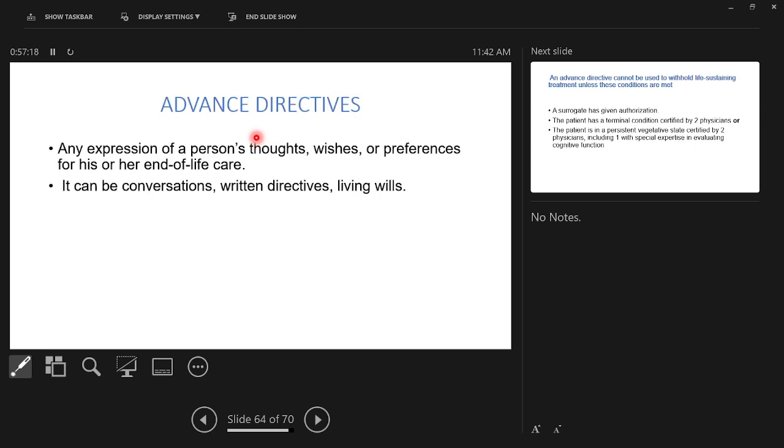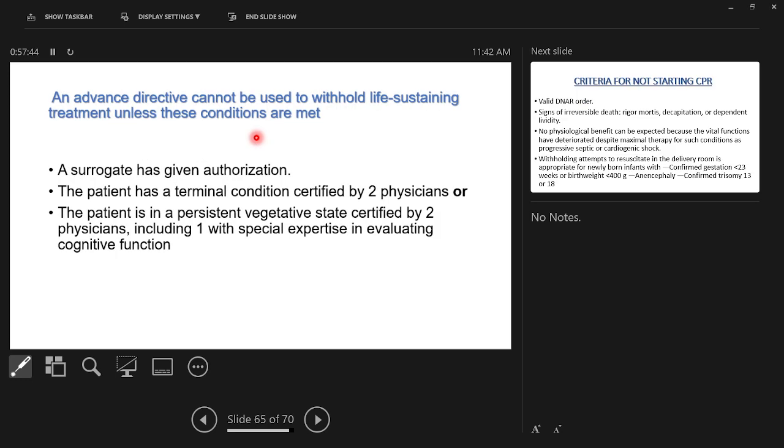And regarding the advance directive, it means any expression of a person's thought, wish or preference for his end of life care. If he stated in his advance directive that he was unwilling to be resuscitated during his last days, we can consider it. It can be a conversation, a written directive, or a living will. Mostly in the US, these guidelines are routinely followed, but also in the US, as per the 2008 guidelines, an advance directive cannot be used to withhold life-sustaining treatment unless these conditions are met.